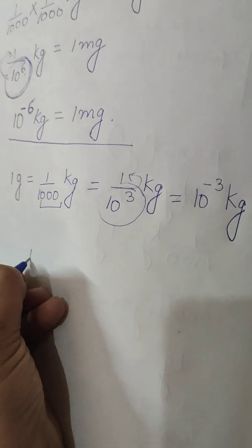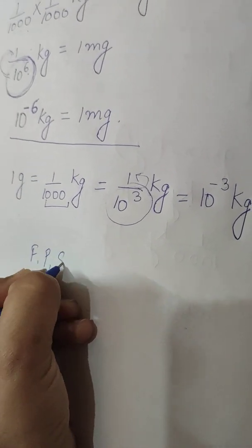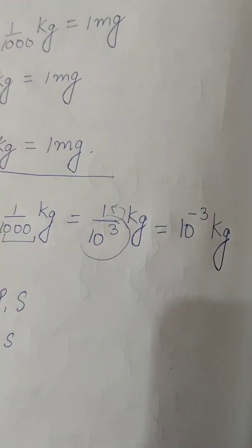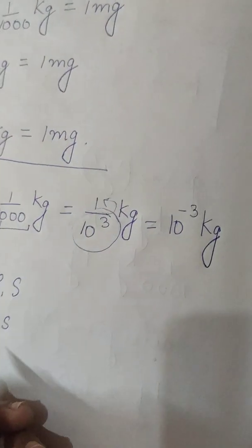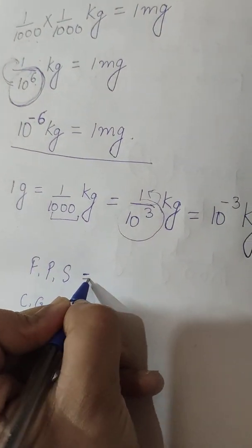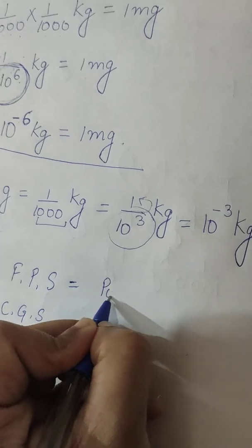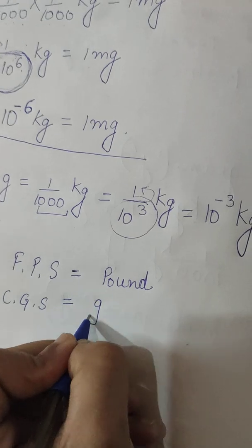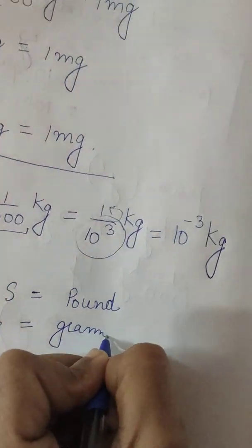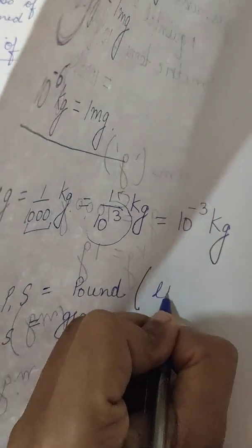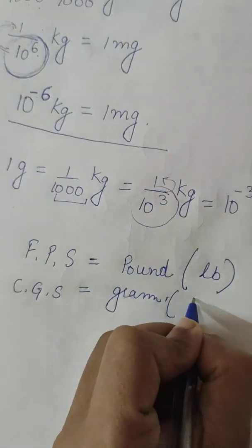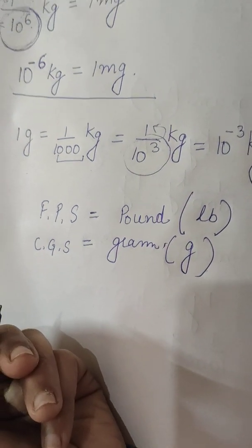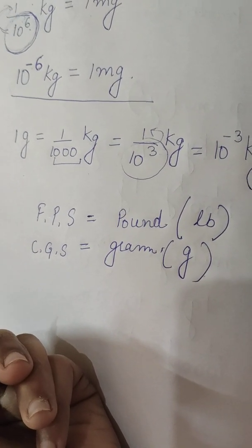Then we talked about the FPS and CGS systems. What are the units here? For FPS we have the pound, and in the CGS system we have the unit gram. The symbol of pound is lb, and the symbol of gram is g.